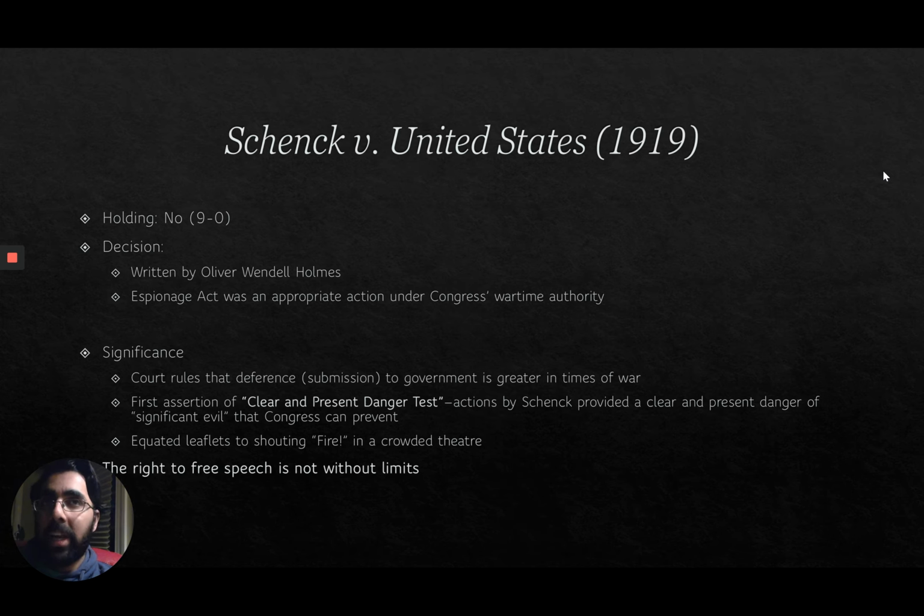Also, this is where we get the saying that you can't shout fire in a crowded theater because, one, that free speech is not protected. It provides a clear and present danger.